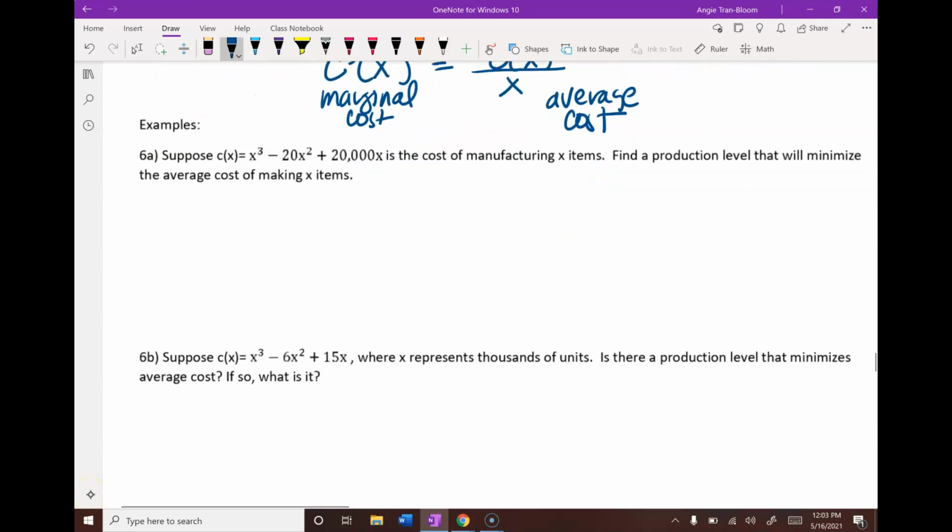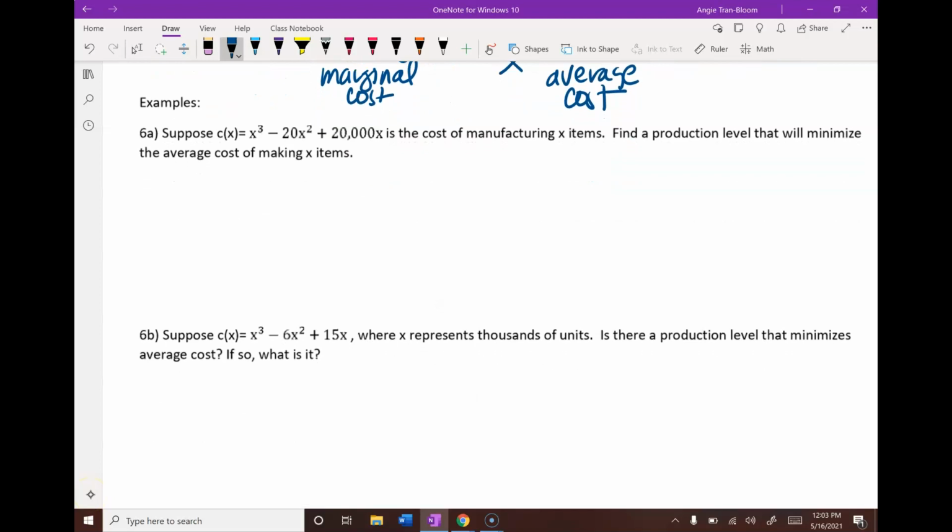Example 6a. Suppose c of x equals x to the third minus 20x squared plus 20,000x is the cost of manufacturing x items. Find a production level, which is x, that will minimize the average cost of making x items. So the formula for minimizing average cost, students, is the average cost has to equal the derivative of the cost function. So from here, let's find the derivative of the function, okay?